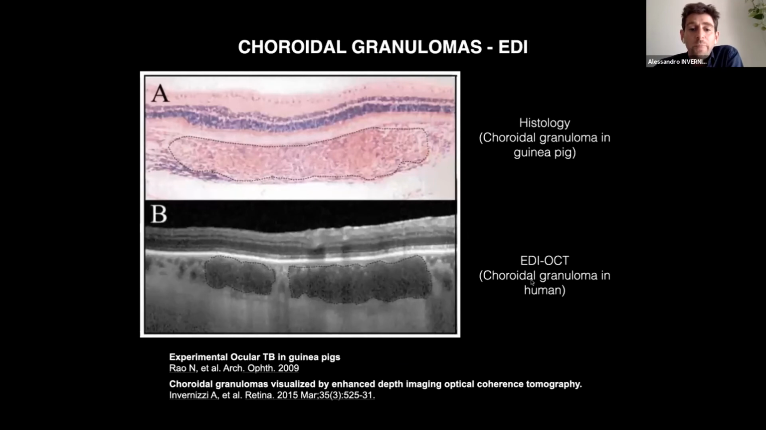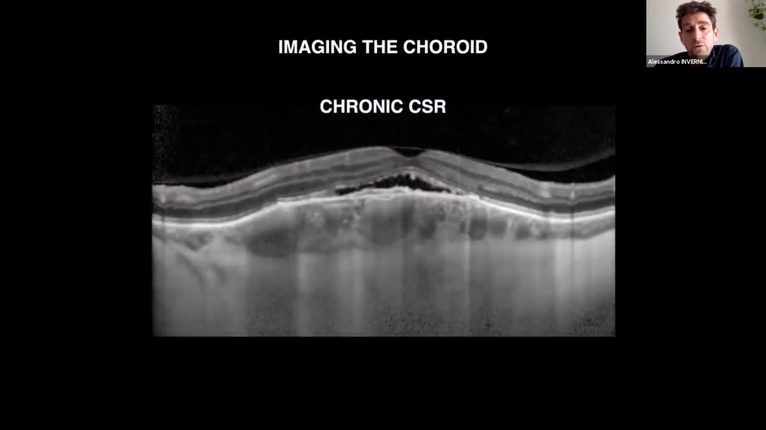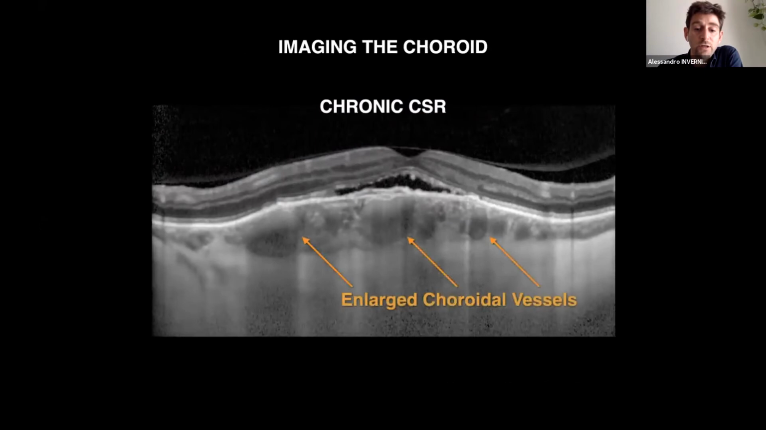Okay, so another important feature that OCT can assess in the choroid is the presence of choroidal granulomas. And if you look at this comparison between OCT, EDI OCT, and histology, you can see that the granuloma look very similar. Now, we all have been assessing patients with chronic CSR, and we know that choroidal vessels can seem similar to choroidal granulomas in the EDI OCT.